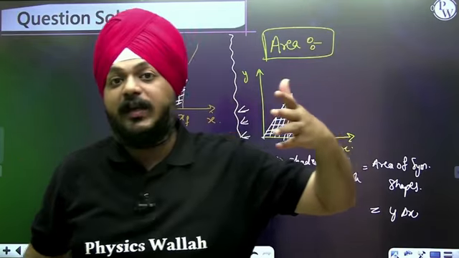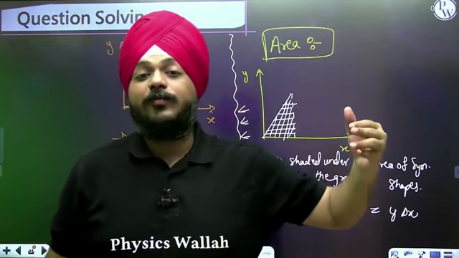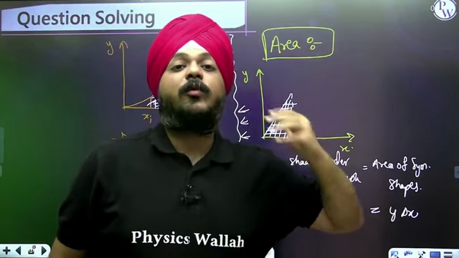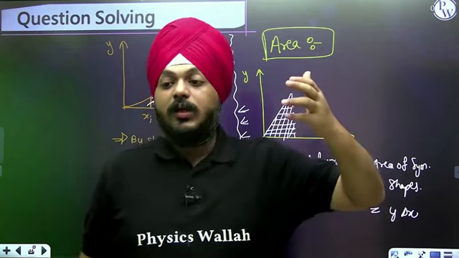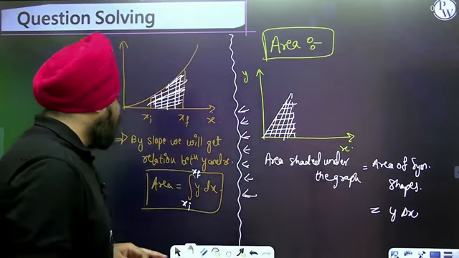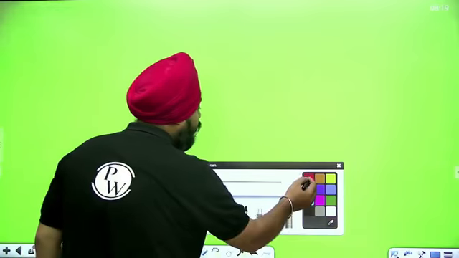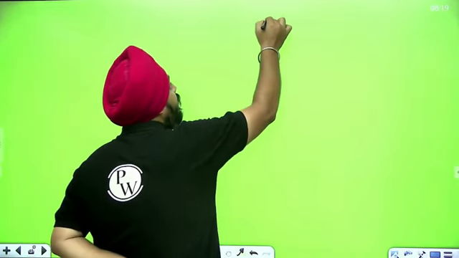Now we are going to see what the graphs of uniform motion are, what the graphs of uniformly accelerated motion are, and what the graphs of non-uniform motion are. All of those things we are going to see, and after that we are going to deal with all of those sums. Before moving on to the graph conversions, let's see all of those graphs first.